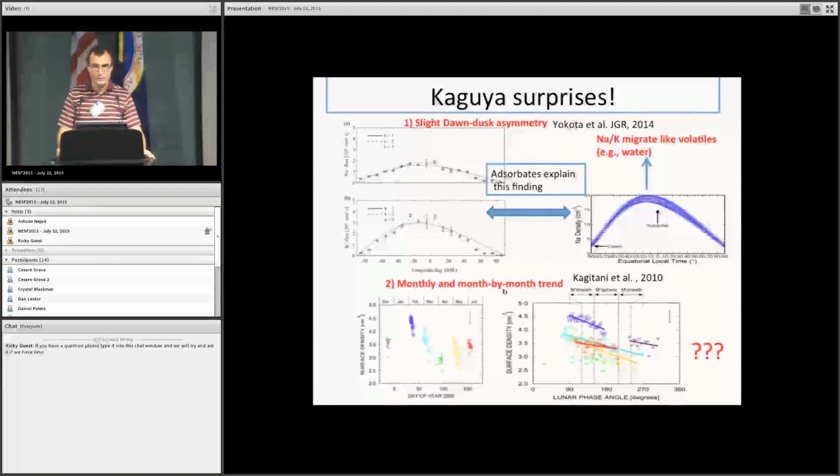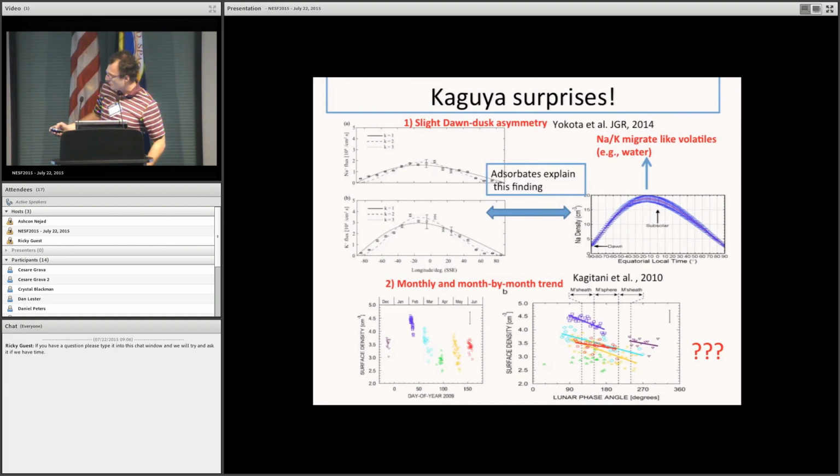For instance, it was found with the ion spectrometer measurements that this atmosphere for sodium and potassium didn't actually, where's the laser pointer? I guess it's not working.